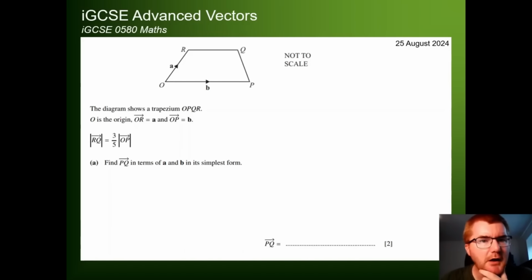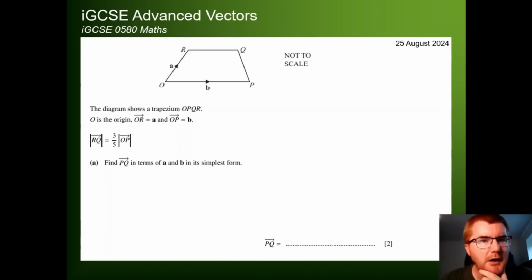B. This is a very common technique that I'm doing in these questions. Before I even look at the question, I try and fill in as much information as I have, so then when I come to the question, I've already got that information there ready for me. Now we need to find the vector PQ in terms of A and B.